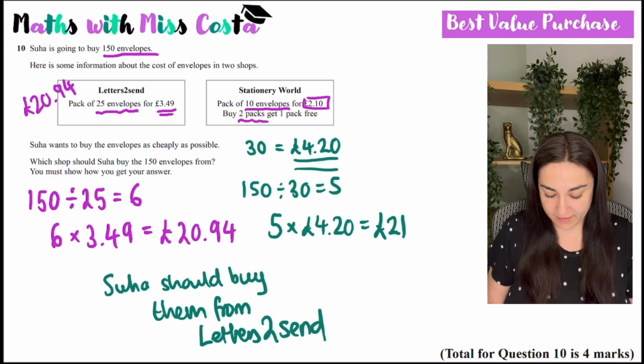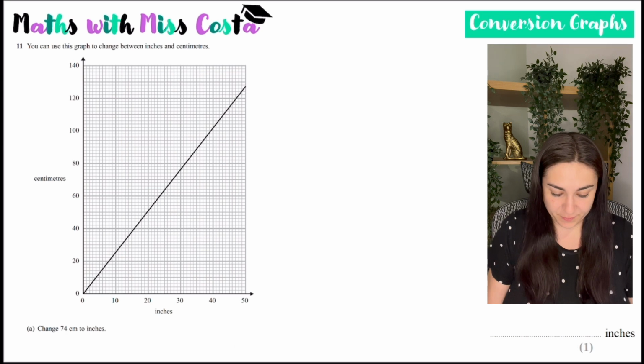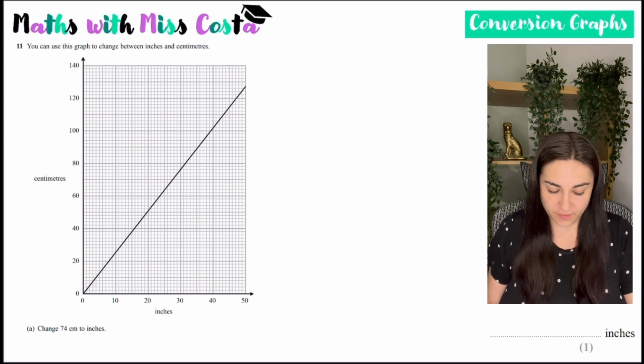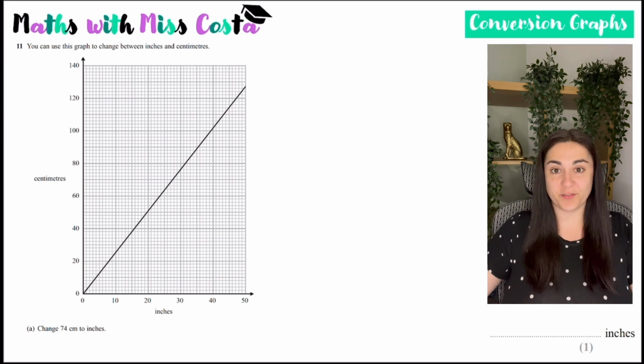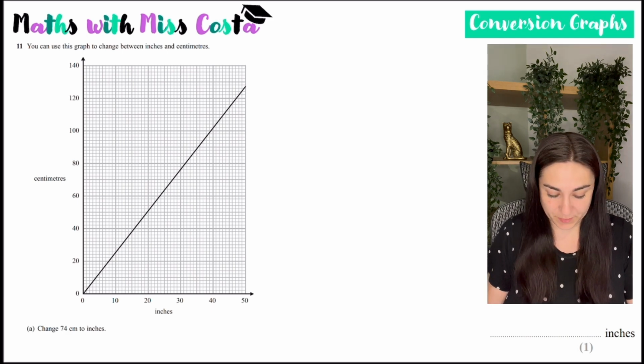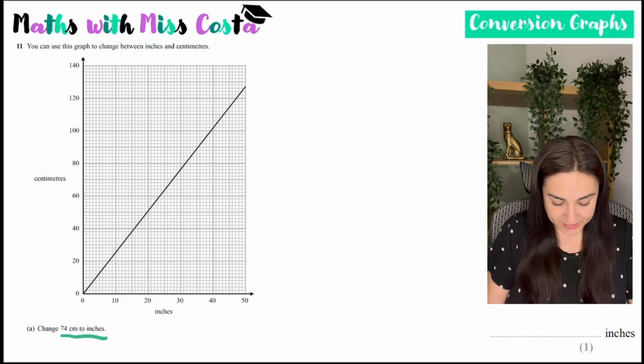And just make sure that you have all your... Now for the next question here, I've got a conversion graph. So I can use this to convert something. So in this question, it would be centimetres to inches. So I need to change 74 centimetres to inches.